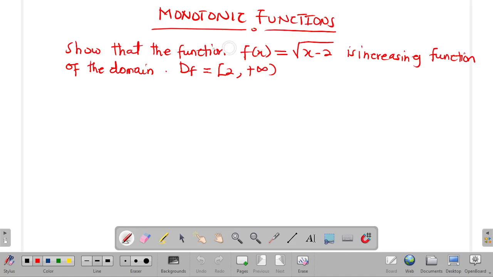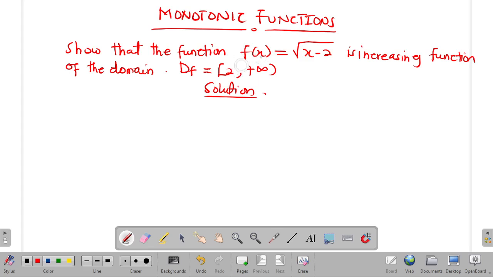It says show that the function f of x, which is equal to the square root of x minus 2, is an increasing function on the domain D sub f, which is equal to 2 inclusive to positive infinity. How do you solve this problem?